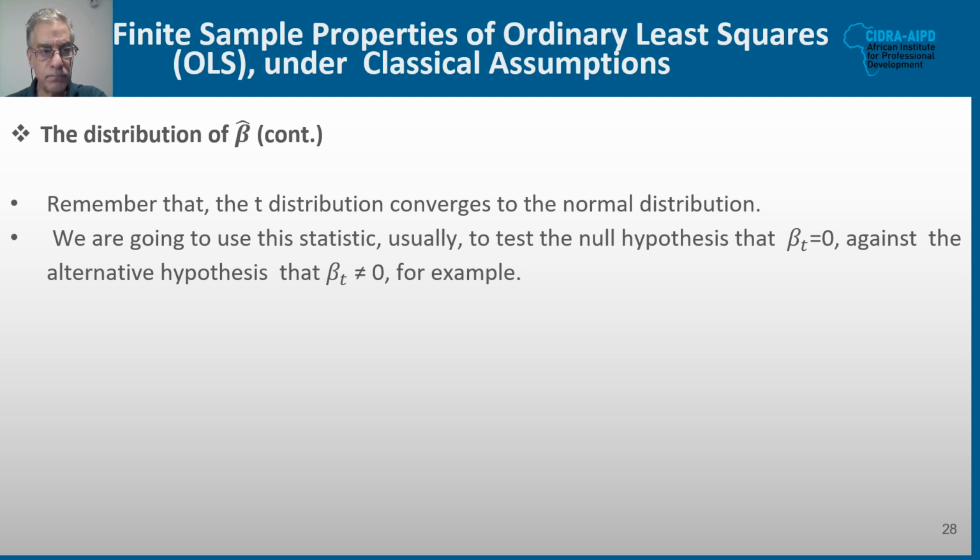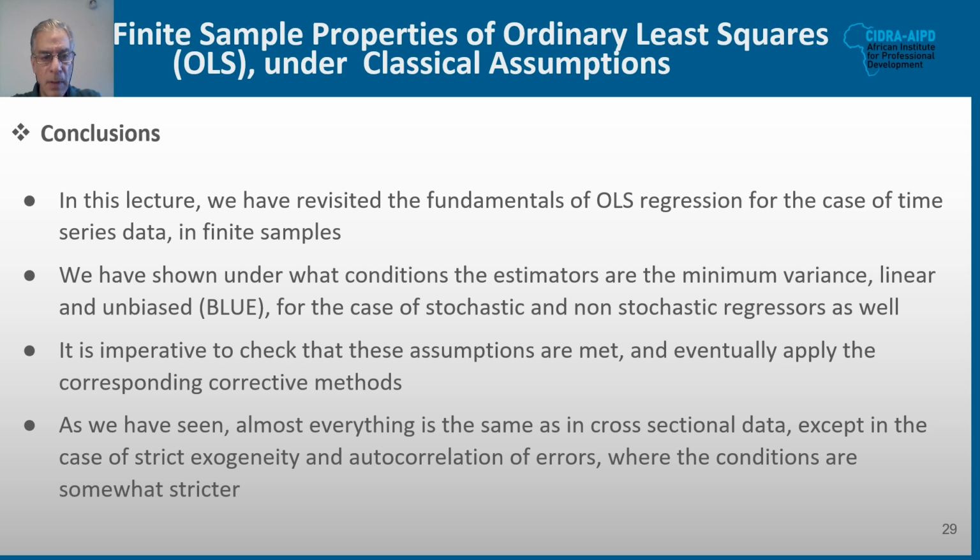In order to conclude, in this lecture we have revisited the fundamentals of OLS regression for the case of time series data in finite samples. We have shown under what conditions the estimators are the minimum variance, linear and unbiased, BLUE, for the case of stochastic and non-stochastic regressors as well. It is imperative to check that these assumptions are met and eventually apply the corresponding corrective methods. If you are suspicious, for example, that the errors are related with the regressor or explanatory variables, just use instrumental variable methods or two-stage least squares.